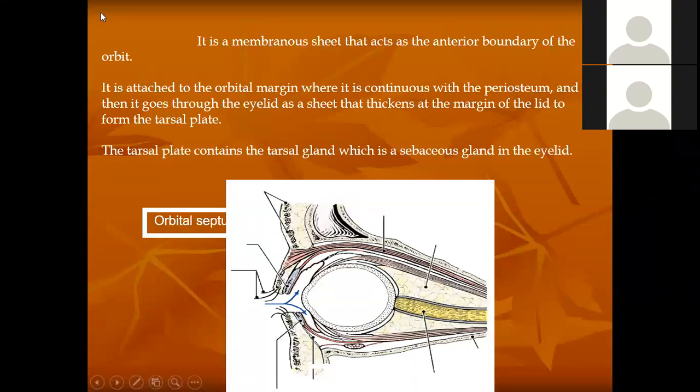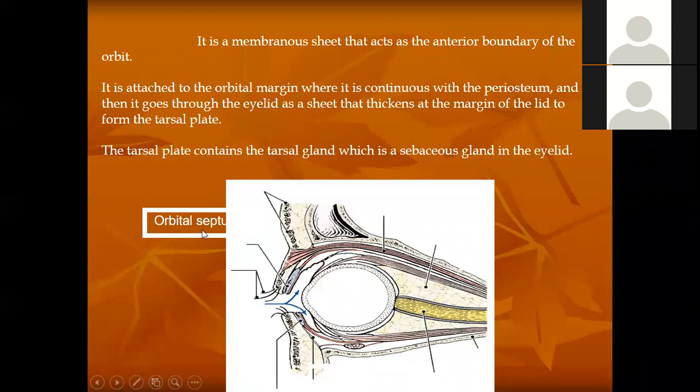Then what is the orbital septum? Orbital septum is a membranous sheet. You should differentiate the conjunctiva from the orbital septum. Conjunctiva is the one which covers the eyeball, while the orbital septum is a sheet that covers the anterior wall of the orbit, or the boundary of the orbit. Okay, this is a septum. Okay, it is basically continuous with the periosteum of the bone.